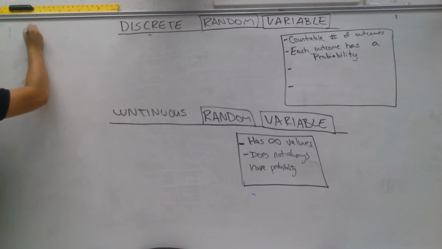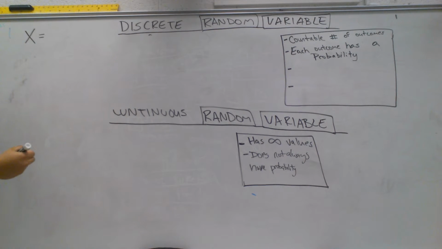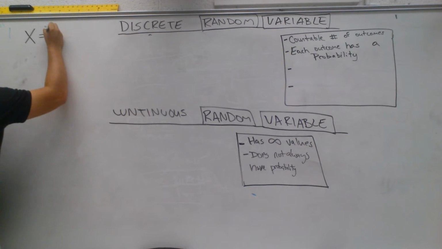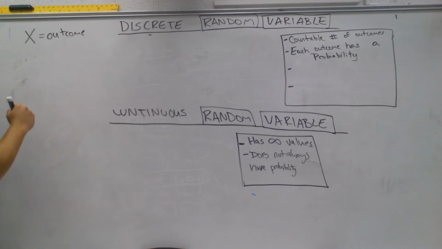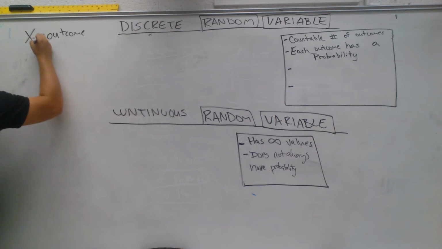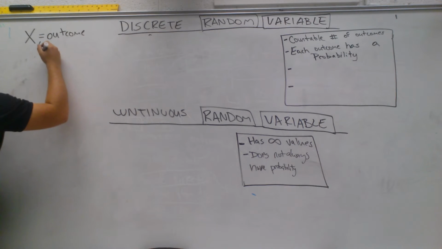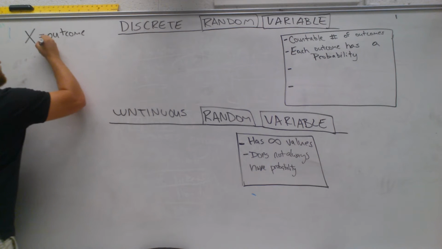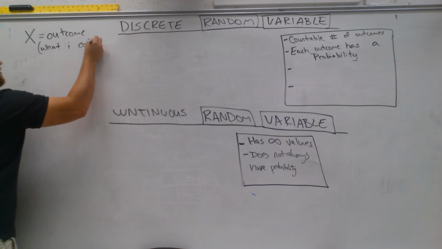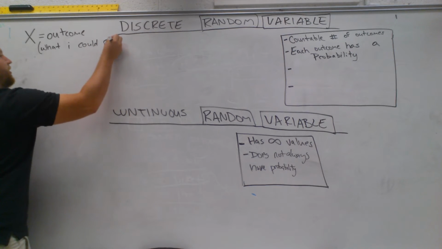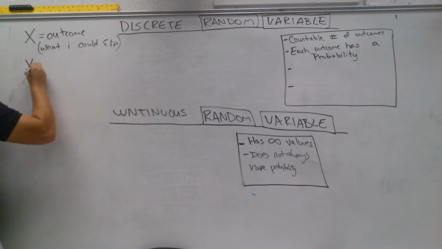So my x simply means that is my outcome, kind of what I'm looking for. So if I'm flipping a coin, it's what I flip. We're going to talk about flipping a coin throughout all of these. So it is what I could flip. My x sub i is each of my flips.